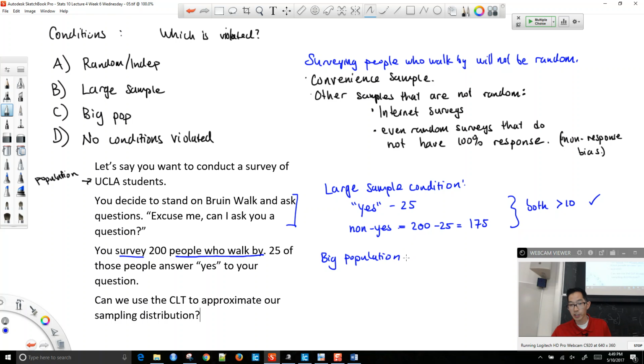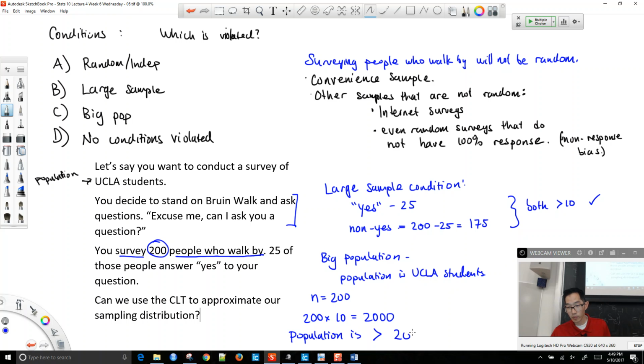Big population. The population of interest is UCLA students, and our sample was 200, so n is equal to 200. If we do 200 times 10, that is equal to 2,000. Are there more than 2,000 students at UCLA? Yes, so the population is bigger than 2,000. So the big population condition is met. Okay, we'll end here, and we'll see you guys on Friday.